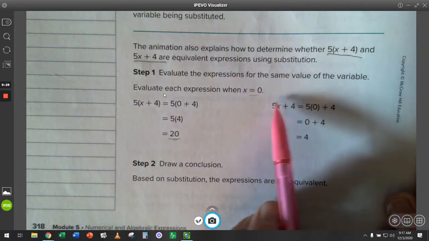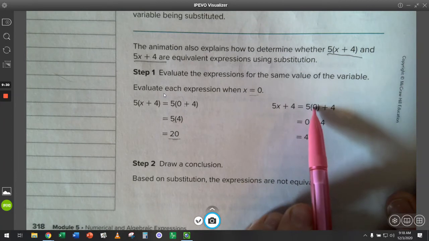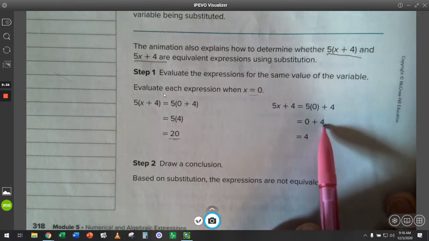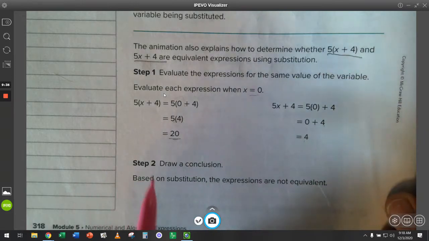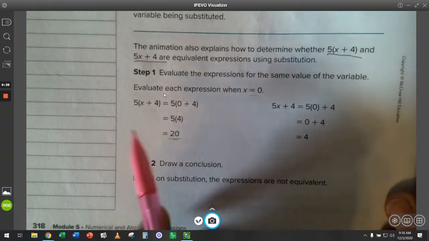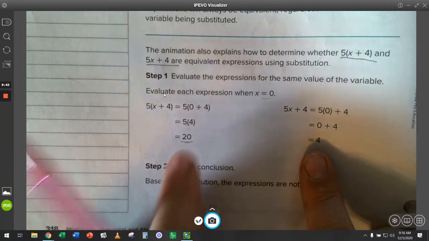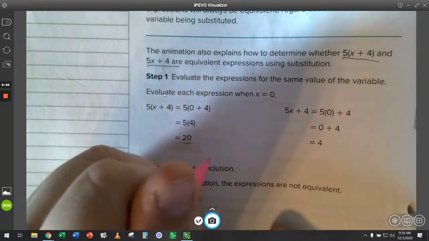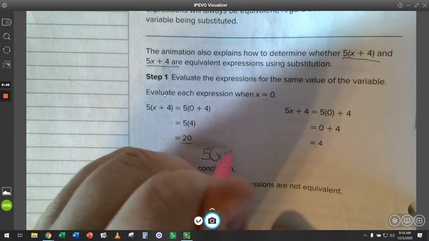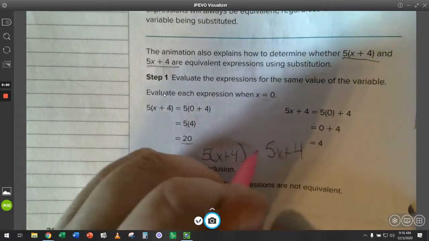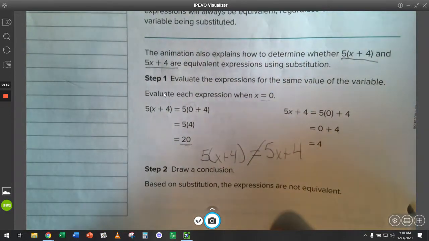Let's try this one here. 5 times 0 is 0. Plus 4 would just be 0 plus 4. So the answer here would be 4. So would these be equivalent? Using substitution, we came up with two different answers. So we would know that 5 times x plus 4 and 5x plus 4 are not equal.